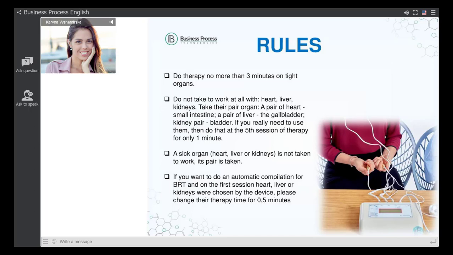Do not work at all with the liver, heart, and kidneys. We shouldn't work with these meridians. Take their pair organ. Every organ has a pair. The pair of heart is small intestine. The pair of liver is gallbladder. The pair of kidney is bladder. So if you want to treat some heart problems, put the small intestine meridian. Maybe it sounds crazy, but this is how it is. In this case, we need not to work with a sick organ, as the third rule says. We need to work with its pair.